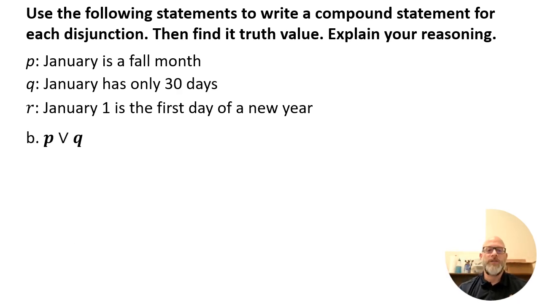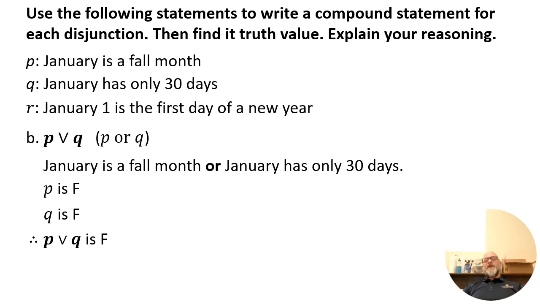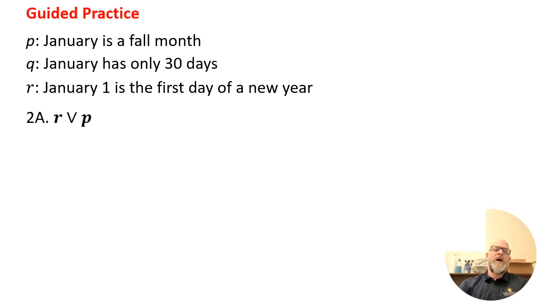P or Q. Well, January is a fall month, or January has only 30 days. What's the truth value of P? False. What's the truth value of Q? False. So what do we think for P or Q? It's going to be false. Therefore, P or Q is false. Why? There's no truth value to be had here, anywhere. All right, you could pause this and come on back if you'd like.